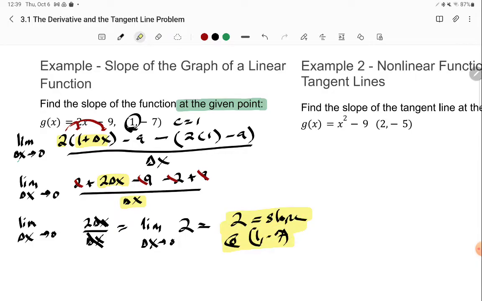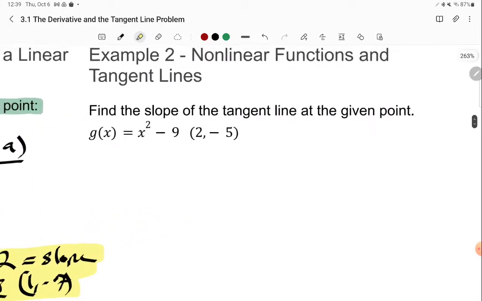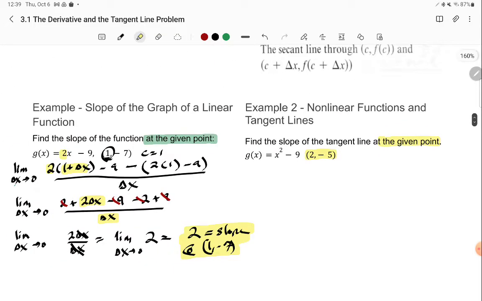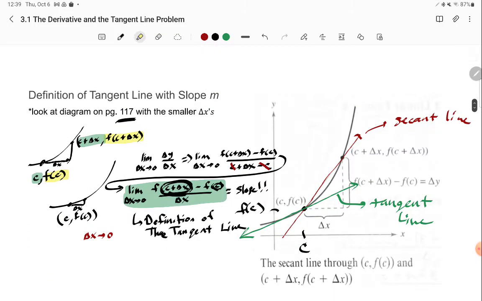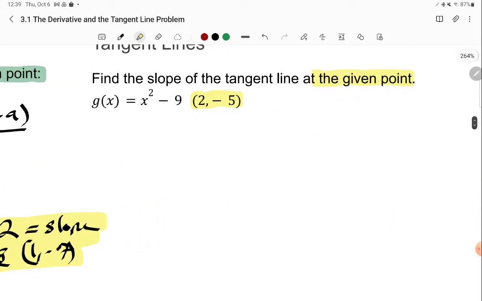Now, like I pointed out at the beginning, hopefully you were able to figure out that 2 should have been our slope right away because it's in the m's position. It's a linear equation. But now, let's take a look at a non-linear equation like this quadratic. We want to find the slope at the given point, which is 2, negative 5. So go ahead and use what we did back here. Use the definition and set it up and see if you can do this one on your own.